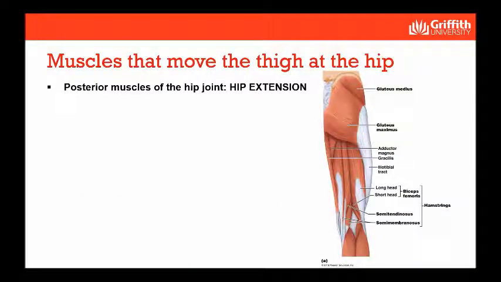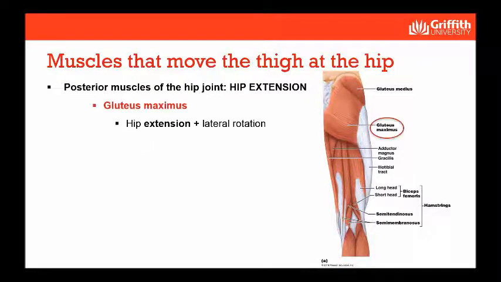The posterior muscles of the hip joint mostly extend the hip. The gluteus maximus is the largest and most superficial of the gluteal muscles and forms the bulk of the buttock muscle mass. It extends from the iliac crest and the sacrum to the gluteal tuberosity of the femur and the iliotibial tract. It is the major extensor of the hip and also laterally rotates the thigh.